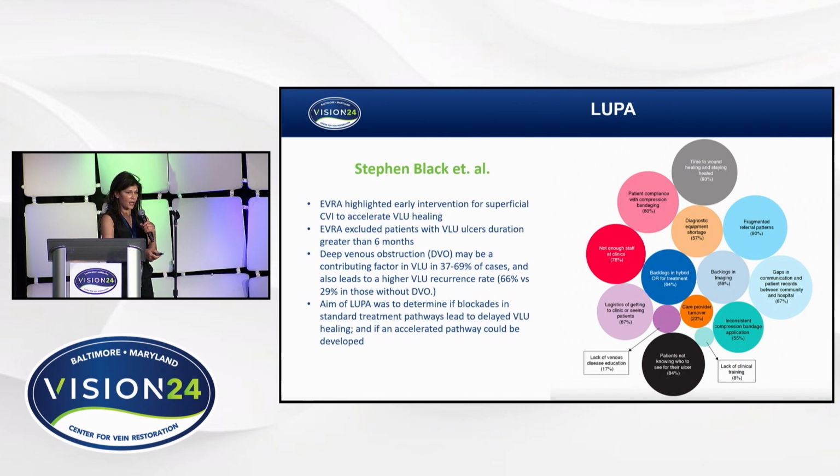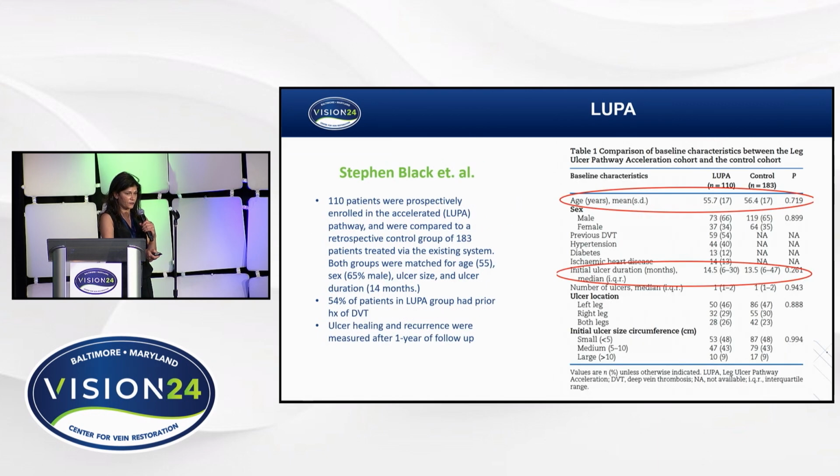taking on that idea that EVRA highlighted early intervention, but they excluded ulcers in the EVRA greater than 6 months duration. And deep venous outflow obstruction may be a cause of a lot of that. And also they wanted to evaluate the blockades in the treatment system. And we can see many of these same blockades here: lack of training, people don't know where to send the patient, they end up going to multiple different locations before they actually get to where they need for venous treatment.